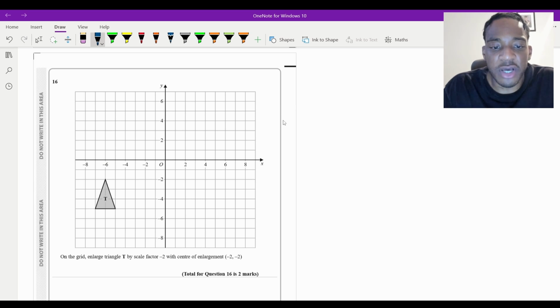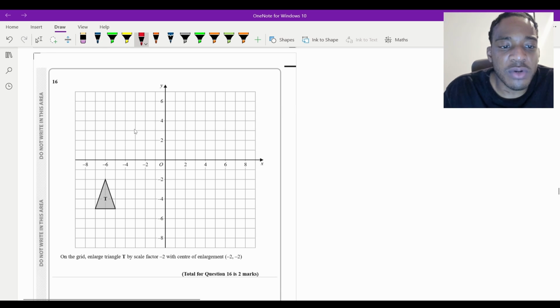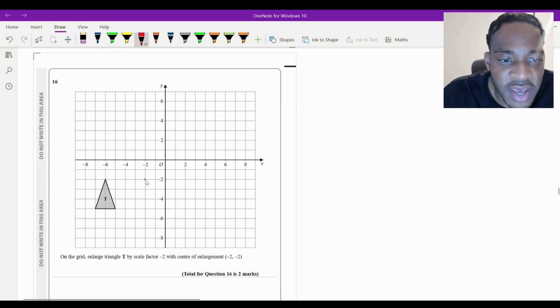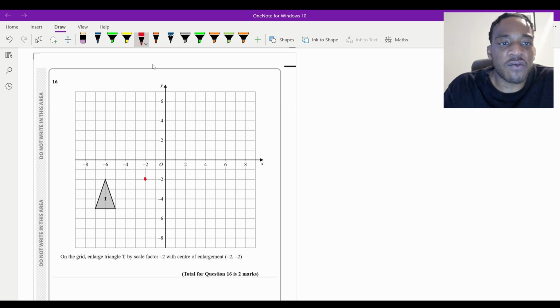Okay, so question 16 says, on the grid, enlarge the triangle T by a scale factor of -2 with center of enlargement (-2, 2). Firstly, I'm going to plot the center of enlargement, which is over here, (-2, 2). And now I've got 3 points.